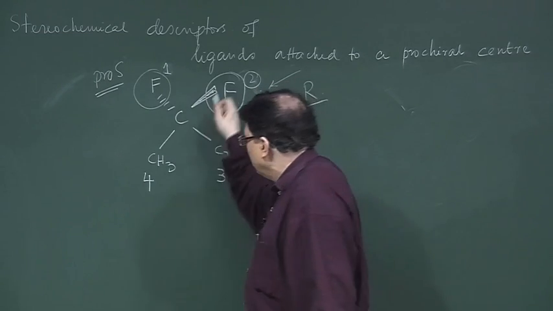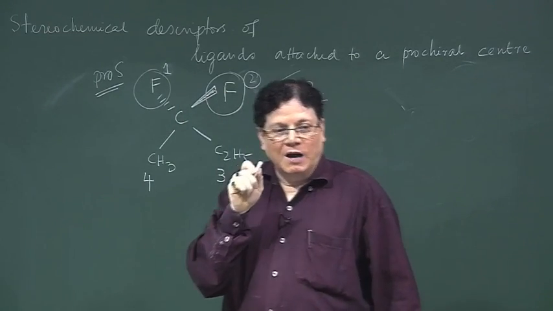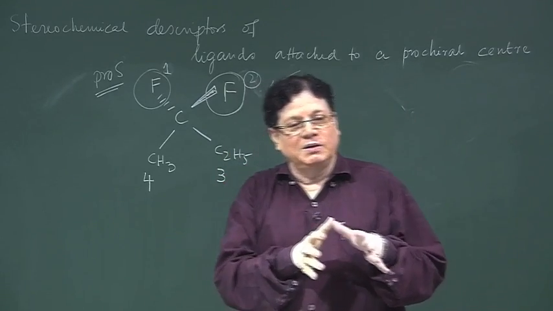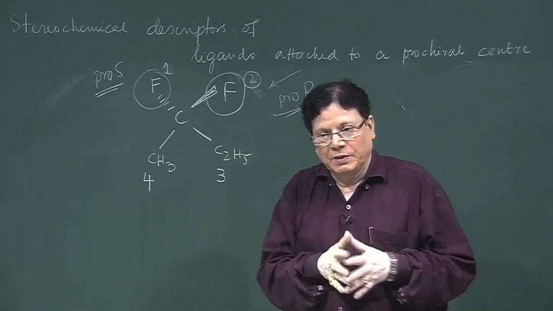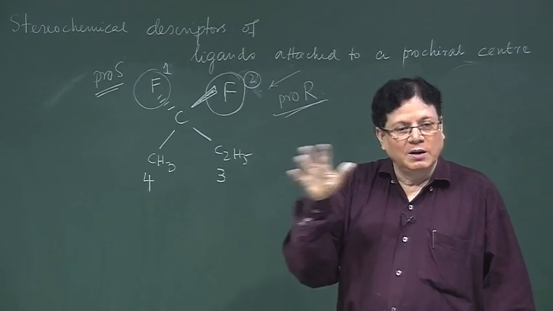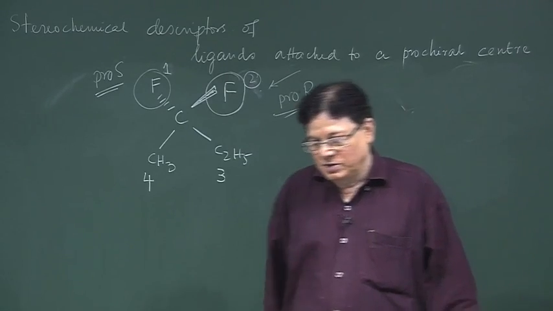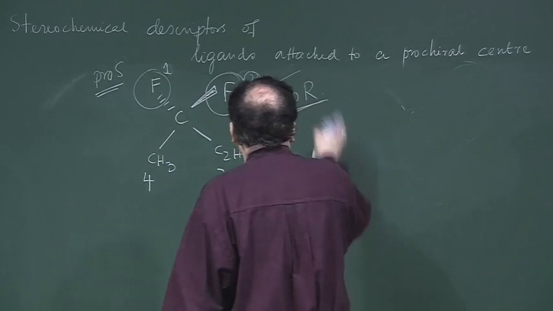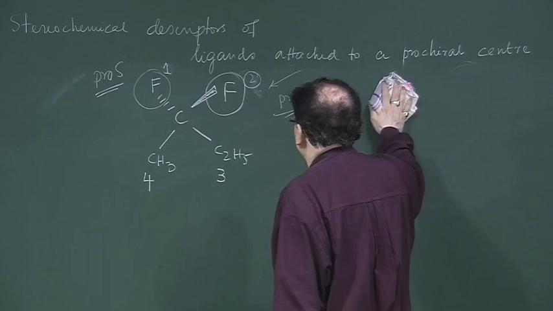So, basically the same groups have to be given priority, but the group that you are considering should precede the group you are not considering in the priority sequence. So, that is the concept of stereochemical descriptors for ligands attached to the prochiral center.